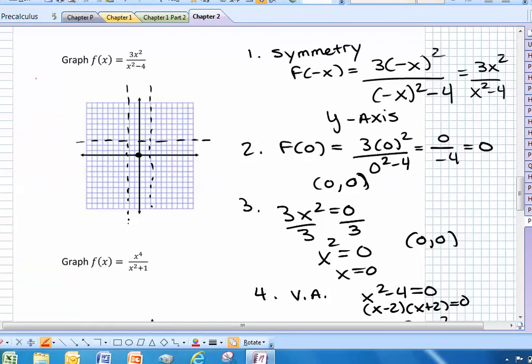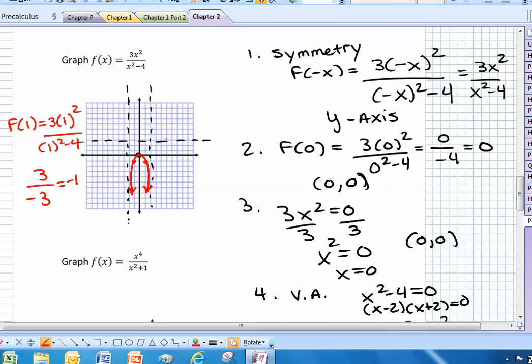now notice, I'll plot one point to the right here, which is 1. When I put 1 in, I get 3 over negative 3, which is negative 1. Now, since it's symmetric to the y-axis, that means if I put negative 1 in, I'm going to get the same thing. So I'm going to have, in the middle here, a parabola.